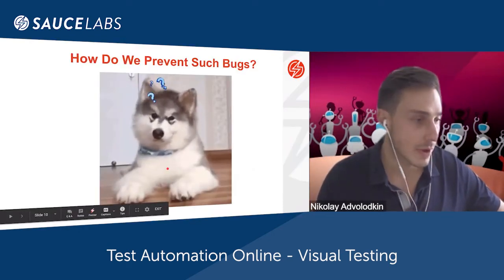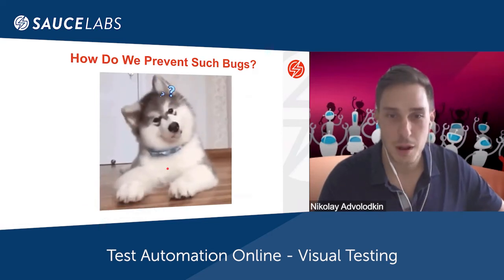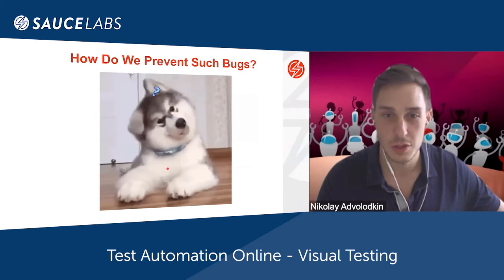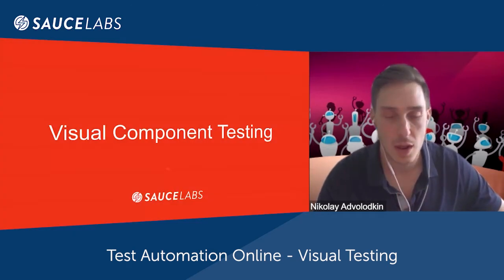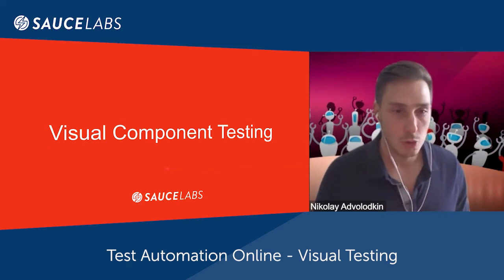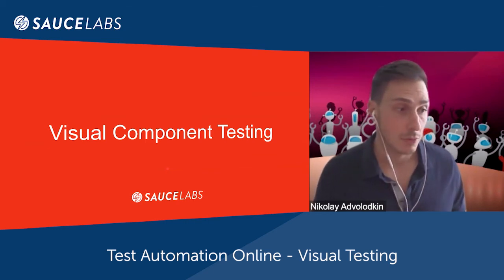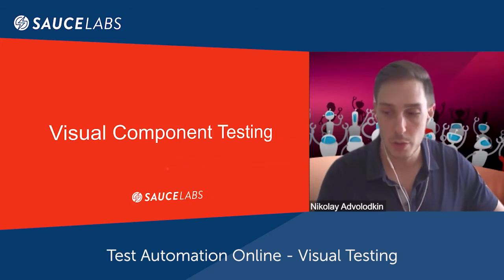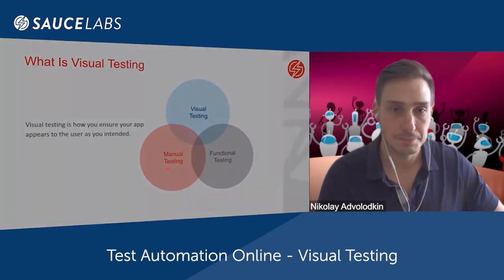So how do we prevent such bugs? Well, probably as you all have guessed, the reason that we're here is visual testing capabilities. And I am specifically here to talk to you all about visual component testing. You all have already seen our offerings for visual end-to-end testing, and visual component testing is a little bit different, and I'm going to cover that here.